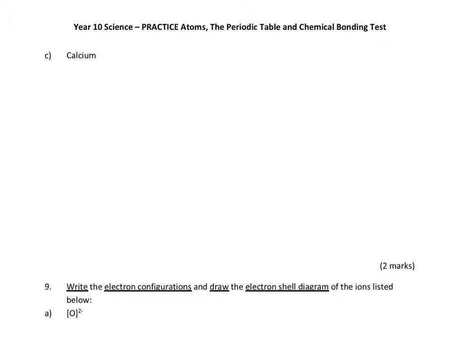Calcium. So calcium on the periodic table, calcium is, I believe it's 20. Yep, I just checked the periodic table there. So calcium, 20 protons, 20 neutrons.